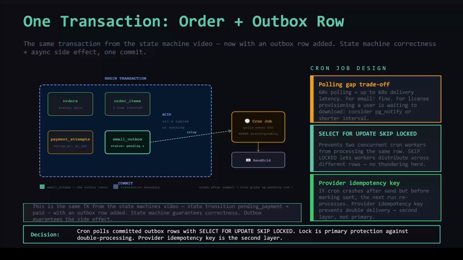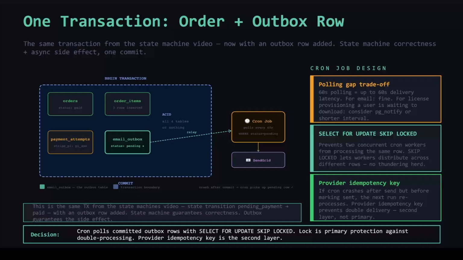Acceptable for email, potentially not for access provisioning. Select for update, skip lock. This prevents 2 concurrent cron workers from processing the same row while distributing work across different rows with no thundering herd. Provider idempotency key. If the cron crashes after sending but before marking sent, the next rerun processes. The provider's idempotency key prevents double delivery. This is the second layer, not the primary protection.